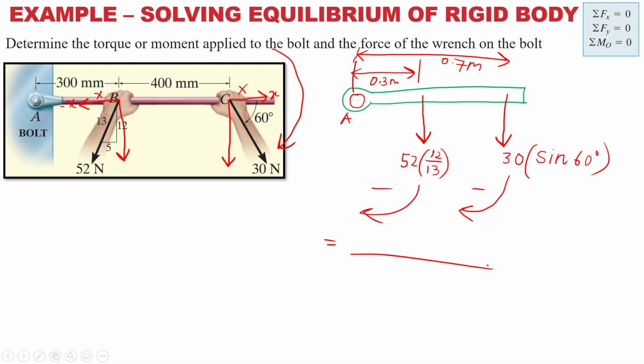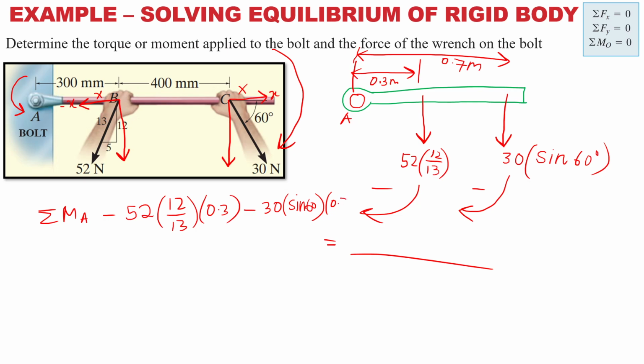Cari berapa kali? Right? Write down properly. I suppose we gotta do it. Summation of moment dekat A is equal to inilah. Negative summation. Kalau kita buat flow diagram dia kan, dia jadi macam ni. Positive. Summation of moment dekat A. Kalau buat macam ni, dia jadi macam tu lah. Tolak 5, 12 per 13 kali 0.3 tolak 30 sin 60 kali dengan 0.7 sama dengan kosong.